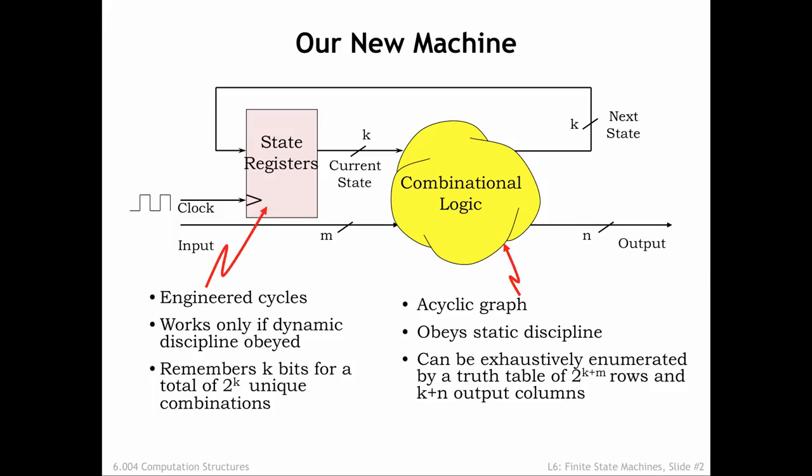The job of the state registers is to remember the current state of the sequential logic. The state is encoded as some number k of bits, which will allow us to represent 2 to the k unique states. Recall that the state is used to capture, in some appropriate way, the relevant history of the input sequence.